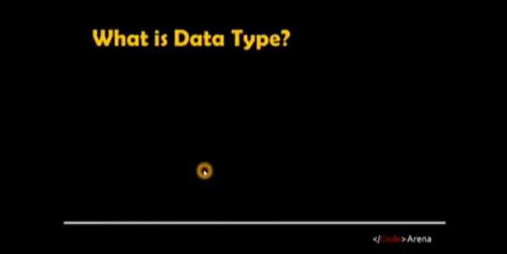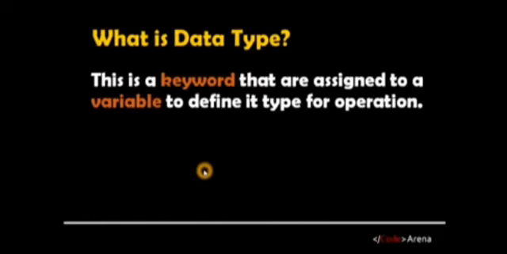Now, what is a data type? A data type is a keyword that is assigned to a variable to define its type for operation. Note that, a keyword that is assigned to a variable to define its type for operation. You are telling a variable what kind of operation it should perform.